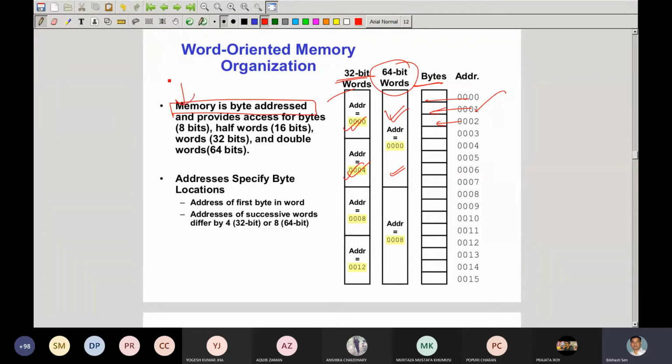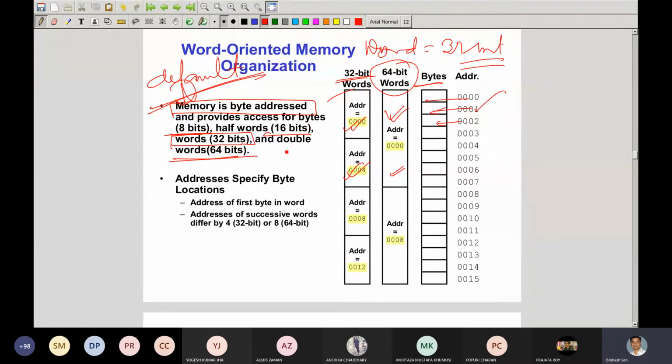So that is our default consideration in any mathematics or numerical problem. Remember, byte address provides access for bytes. That means 1 byte equals 8 bits. Half word means 16 bits, and 32 bits equals 1 word. So by default 1 word is considered equal to 32 bits. It means how many bytes? 4 bytes. And double word means 64 bits.